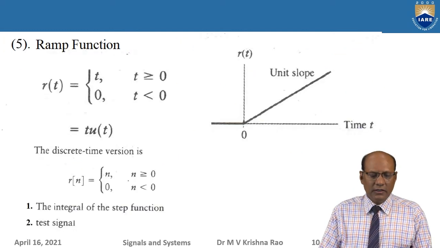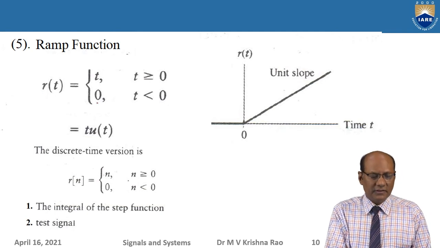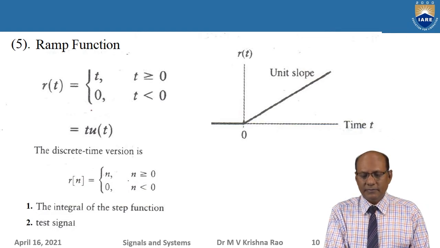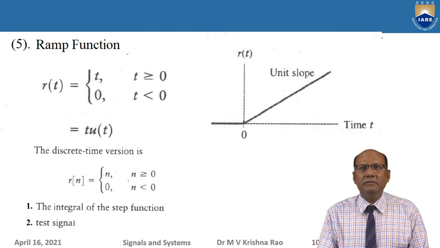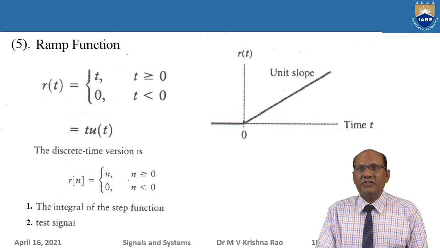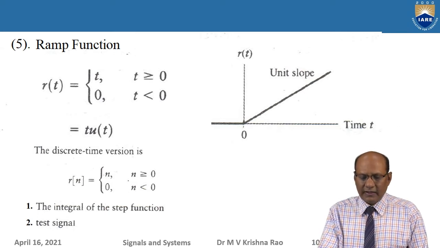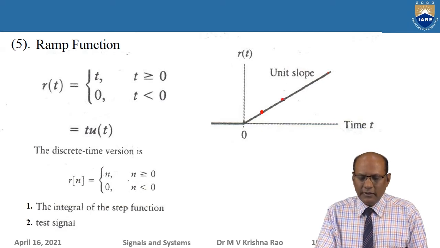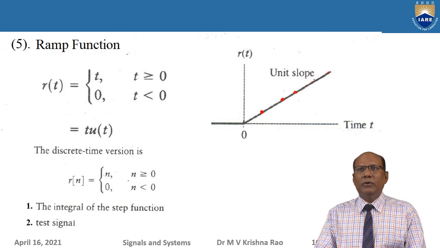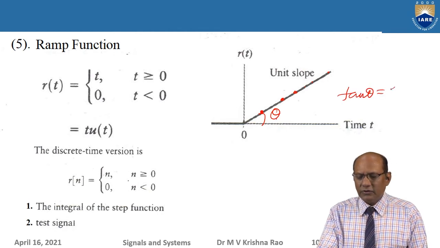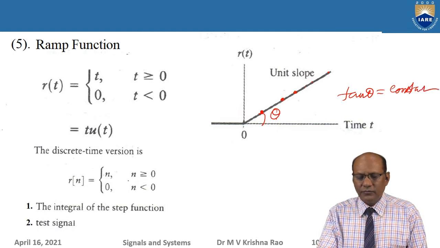Now let us move to the last function which I am discussing in this lecture, that is the ramp function. Ramp function means a linearly increasing or linearly decreasing function. So it is basically an infinite straight line with a given slope. At every point it has the same slope. That slope is tan theta, if this is theta. Theta is fixed, tan theta is also constant, so the slope is fixed.